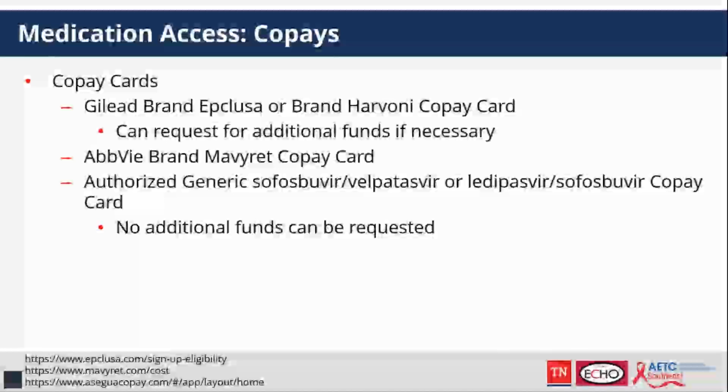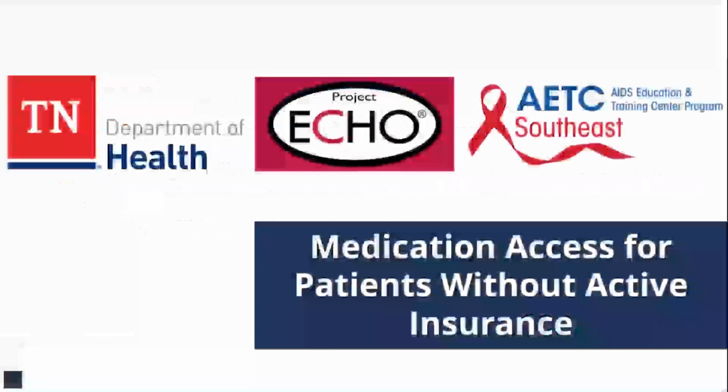So there's a difference between those two cards, and there's a value. If the insurance company prefers brand, I would go with brand, just because I know there's more flexibility with the copay cards. AbbVie has a copay card for Mavyret. I haven't had many issues getting additional funds for that one as well. But I wanted to make sure I made the distinction between the authorized generic versus the brand of Gilead and Asegua. Next slide.